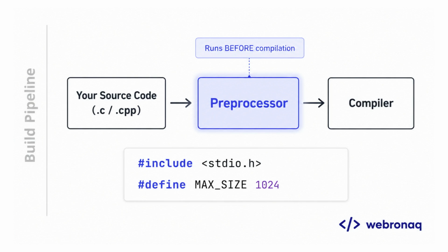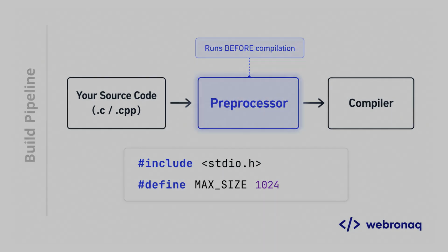The preprocessor reads special instructions called directives, lines that start with a hash symbol, and it acts on them. It can pull in other files, replace names with values, and strip out entire blocks of code before the compiler sees a single line. In this video, we are breaking down exactly how this works and why it matters.